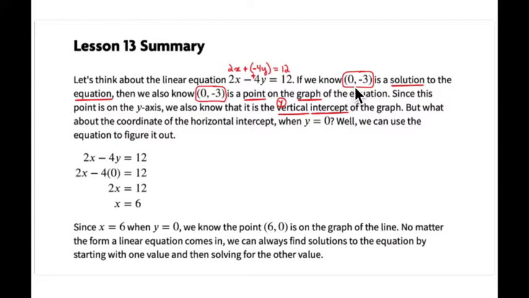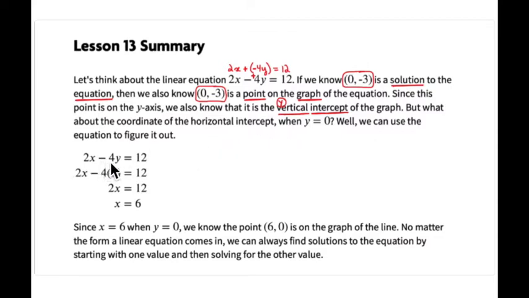All right, so when x is 0, y is -3. So that is the vertical intercept. That's the point on the graph where the graph goes through the y-axis. Now, what about finding the x-intercept?